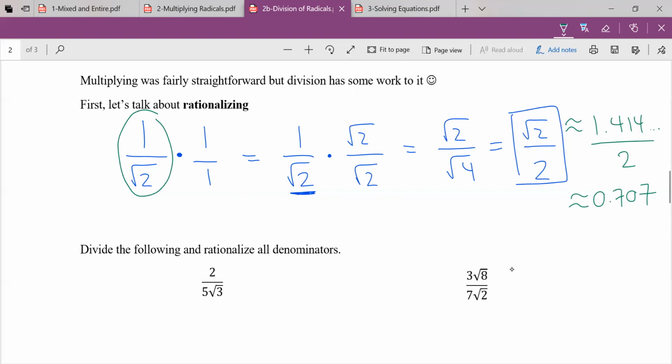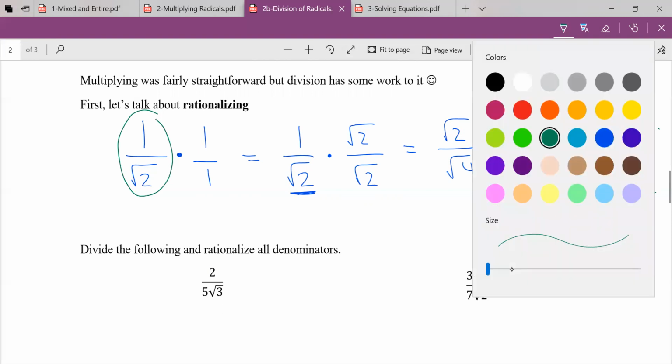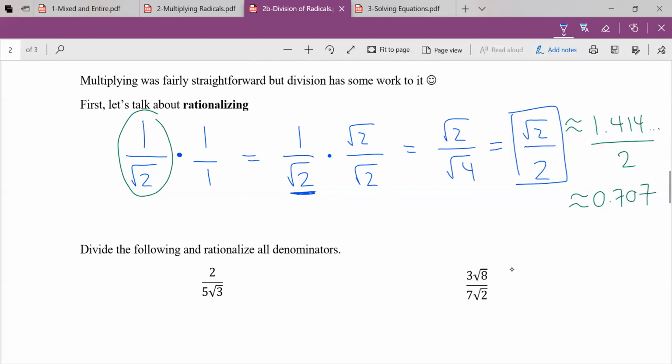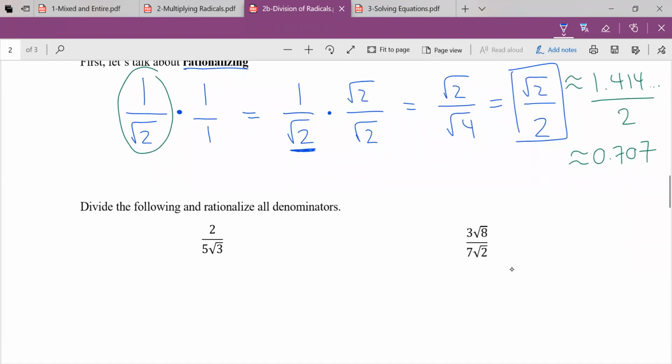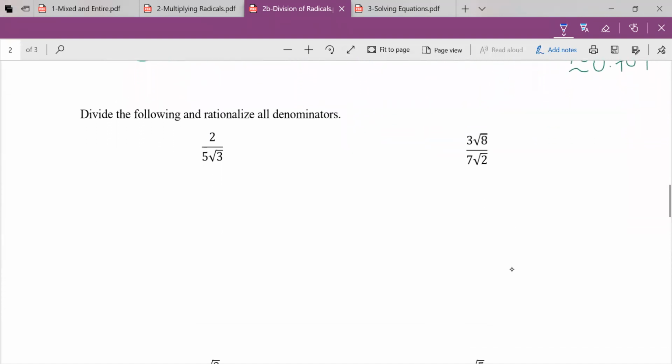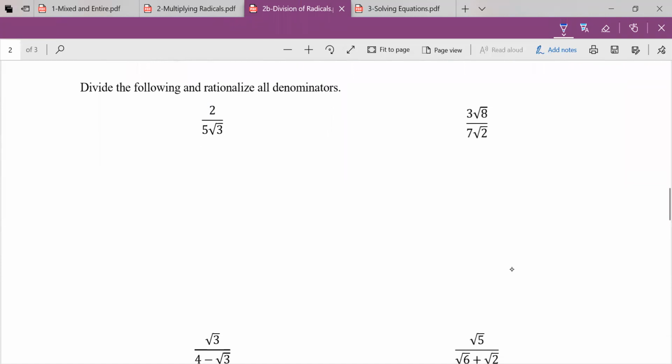Now, that might seem silly to you that we're still doing it. I 100% agree with you. However, the government tells me that you must be able to rationalize a denominator. So guess what we're going to do? We're going to rationalize these things. Okay, now let's do some division. Divide the following and rationalize all denominators.